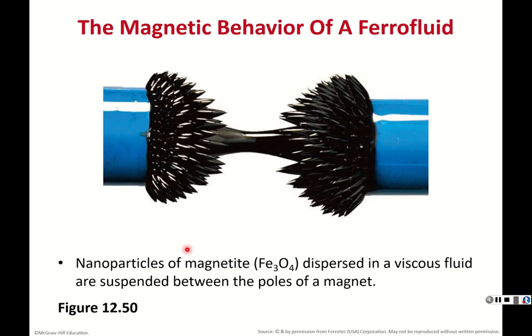And you can make nanoparticles of something that are magnetic. Here we have nanoparticles of iron oxide dispersed into a viscous fluid. You put this between the poles of a magnet, and you can actually see the magnetic field from these small nanoparticles of iron oxide.